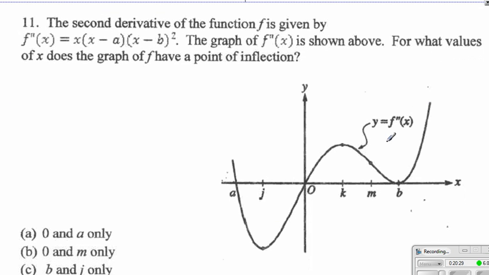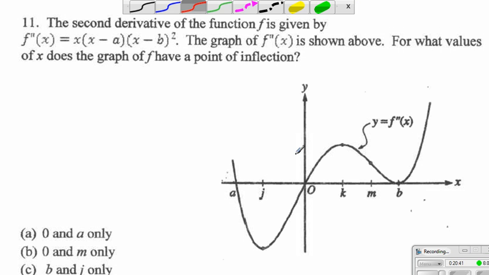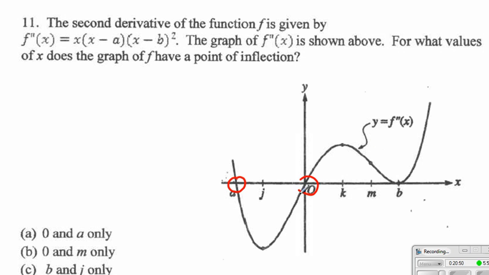Now, the second derivative of the function is given in this way. For what values of x does the graph have a point of inflection? A point of inflection is where the concavity changes from positive to negative or negative to positive. And we see that right over here, the concavity changes from positive to negative, meaning the double derivative goes from positive to negative or negative to positive. Another one is right over here. But at b, the second derivative was positive, and after b, also still positive. So only two possibilities will be a and 0, which is choice 1.